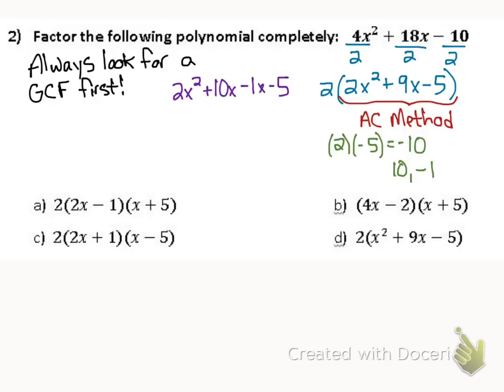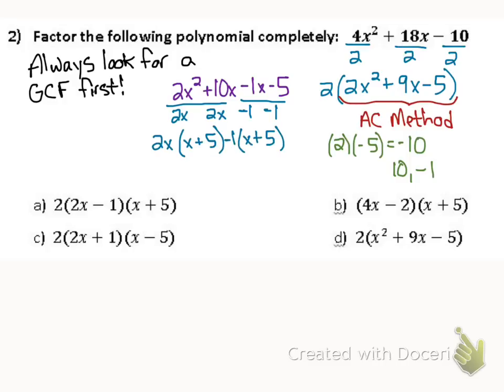We'll rewrite the expression using the numbers that we chose. So we're basically taking 9x and splitting it apart into 10x and negative 1x. Then we'll factor by grouping. The first group has 2x as a greatest common factor. The second group has negative 1 as a greatest common factor.